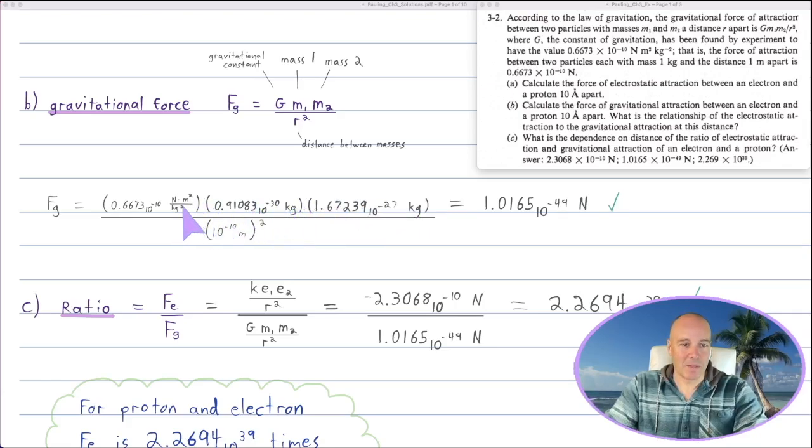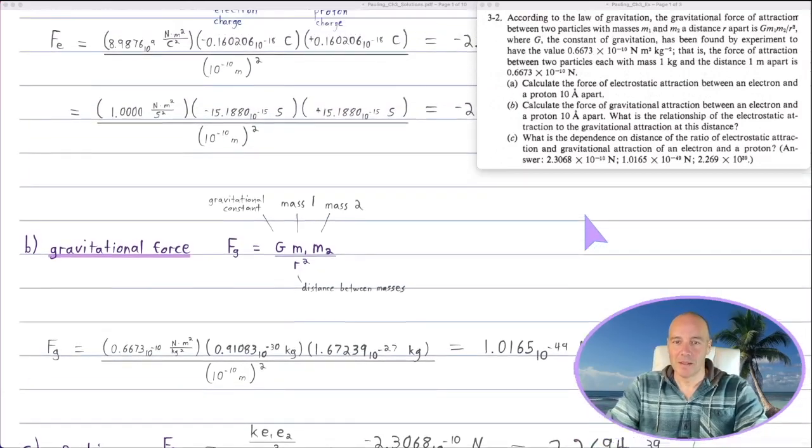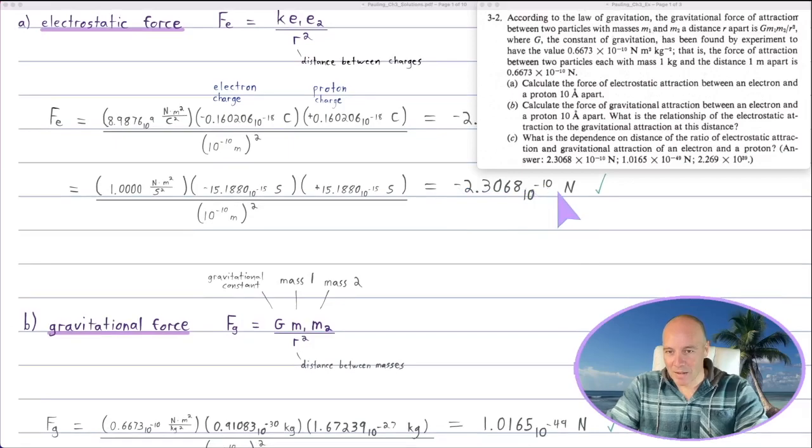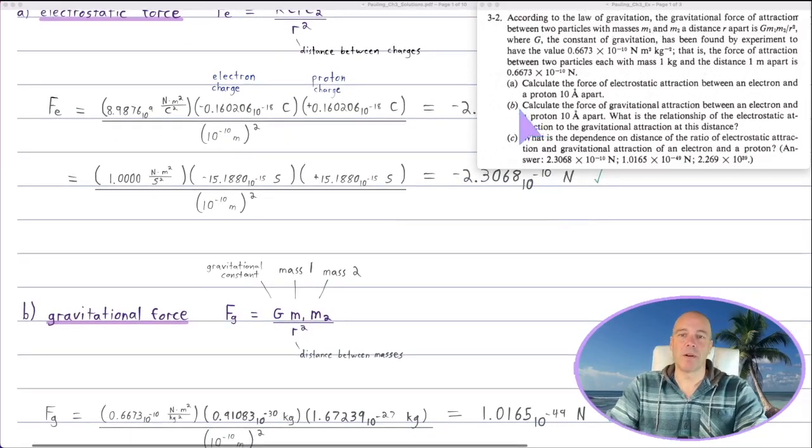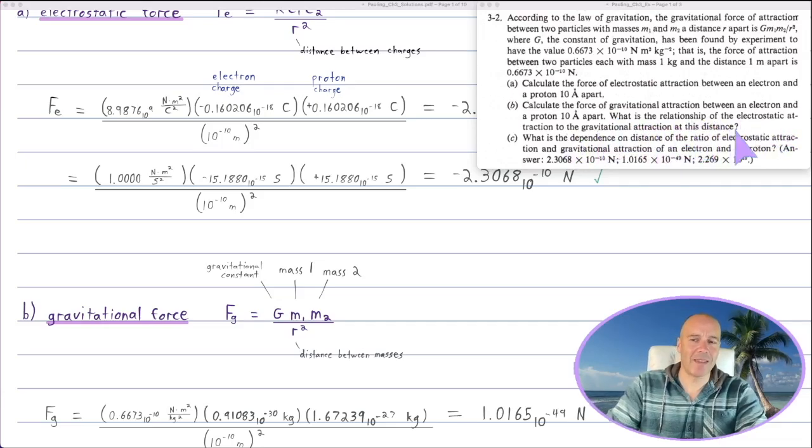Kilograms here cancel the kilogram squared, and meter squared cancels the meter squared. You're left with newtons. Running the calculation, you get 1.0165 times 10 to the negative 49 newtons. That's tiny compared to the electrostatic force.